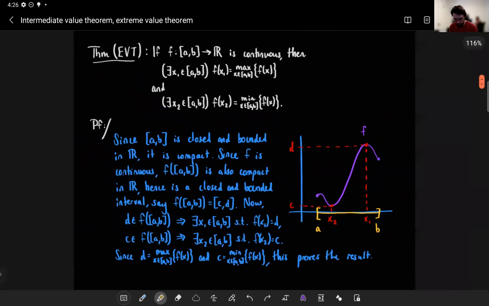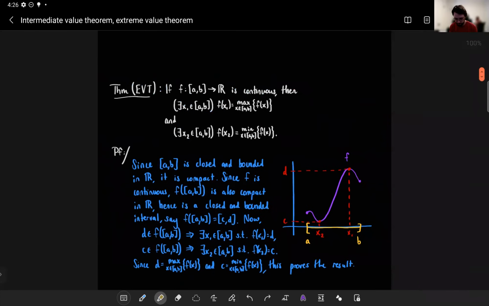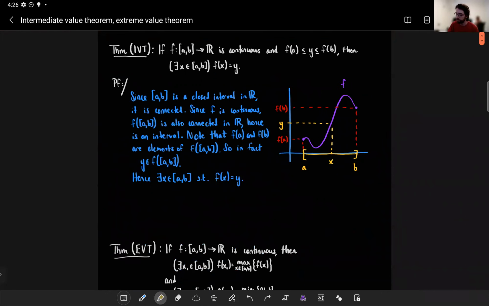Much cleaner than what you would see in analysis, you know, epsilons or deltas or completeness axioms or anything like that. Just some nice clean theorems we've proven topologically applied to the real analysis context.